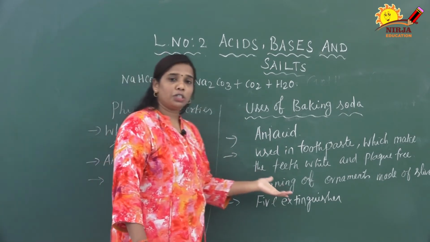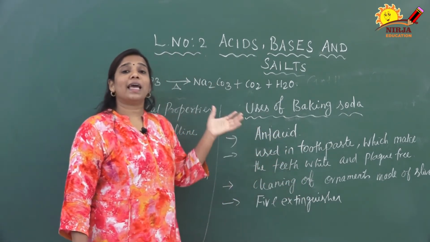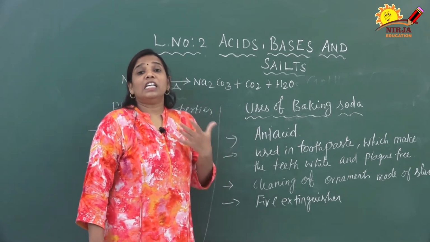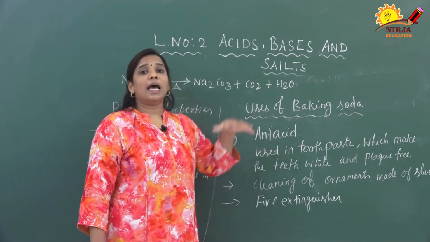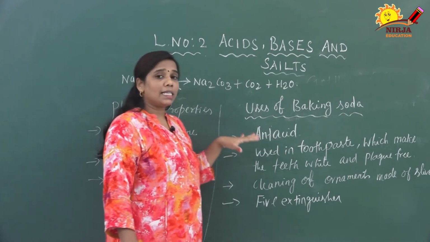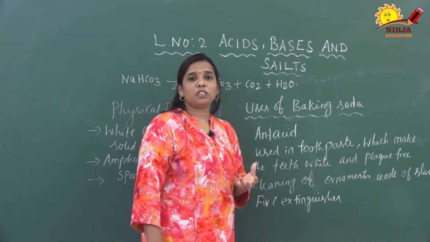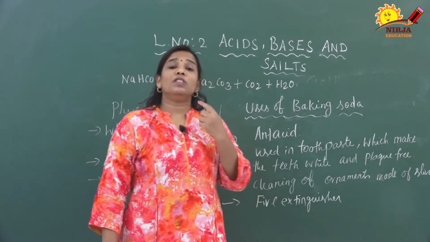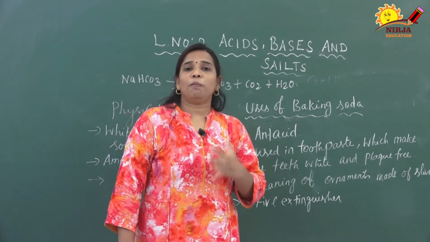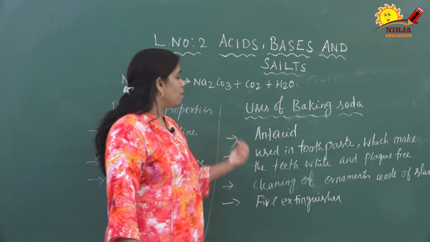This is the fourth character. Next we are going to discuss the uses of baking soda. Baking soda acts as an antacid. When we are getting indigestion or acidity, at that time we can use baking soda as an antacid. It can solve the acidity problem, and it is used in toothpaste. Toothpastes are basic in nature. So sodium bicarbonate is used in toothpaste to clean our teeth free from the plaque. It is a yellow color deposition. It can be removed with the help of sodium bicarbonate.